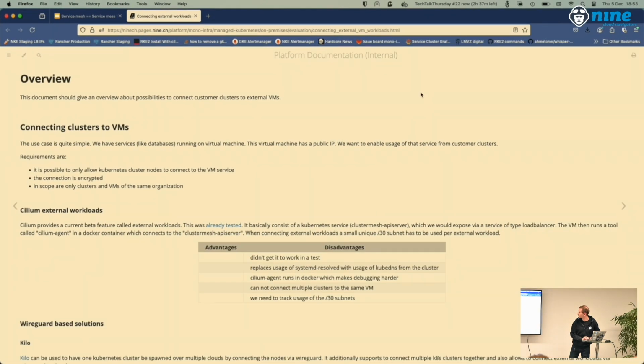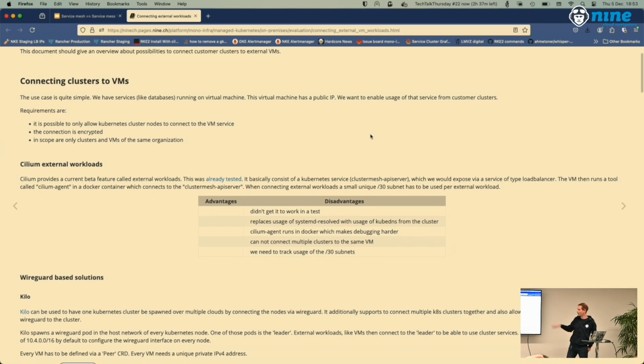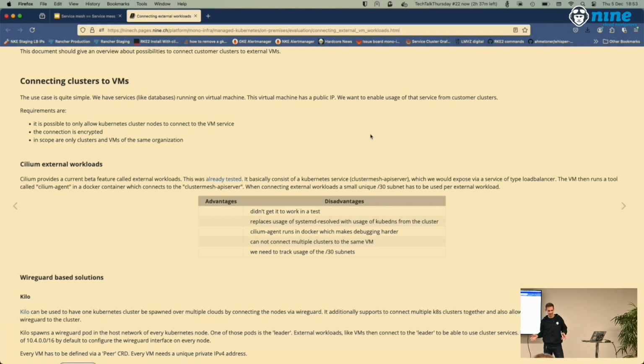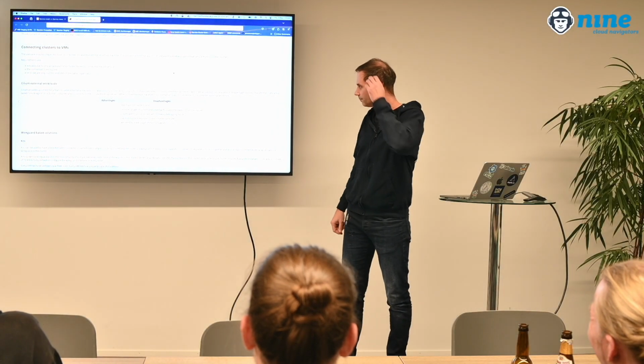Okay. I don't know, it might be a bit small. I also don't want to show everything here. It's more that you see how we actually do those things. For example, Cilium external workloads: we tested it, and as you can see, there are advantages and disadvantages. The main disadvantage: I didn't get it to work. Back then, 2021, it's all back in 2021, right?